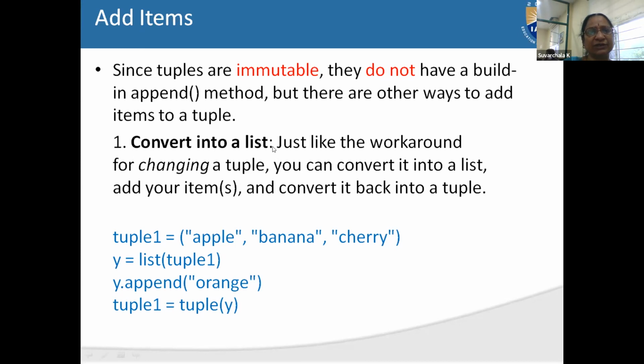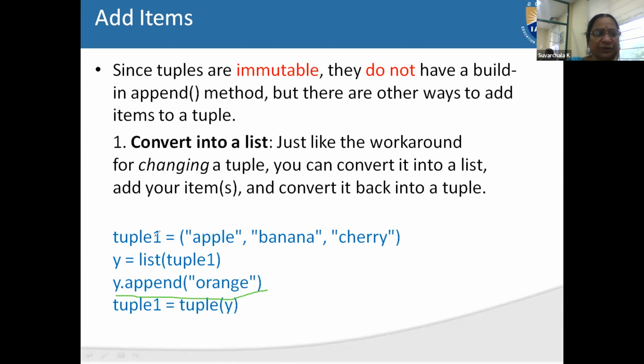First one, convert into the list. So tuple one has apple, banana, cherry. I'm converting it to a list. Why did I convert to a list? I want to add one more element, orange. Since it is a list, I can use the append statement, right? So I can use the append function. By using append, I am appending to the list y.